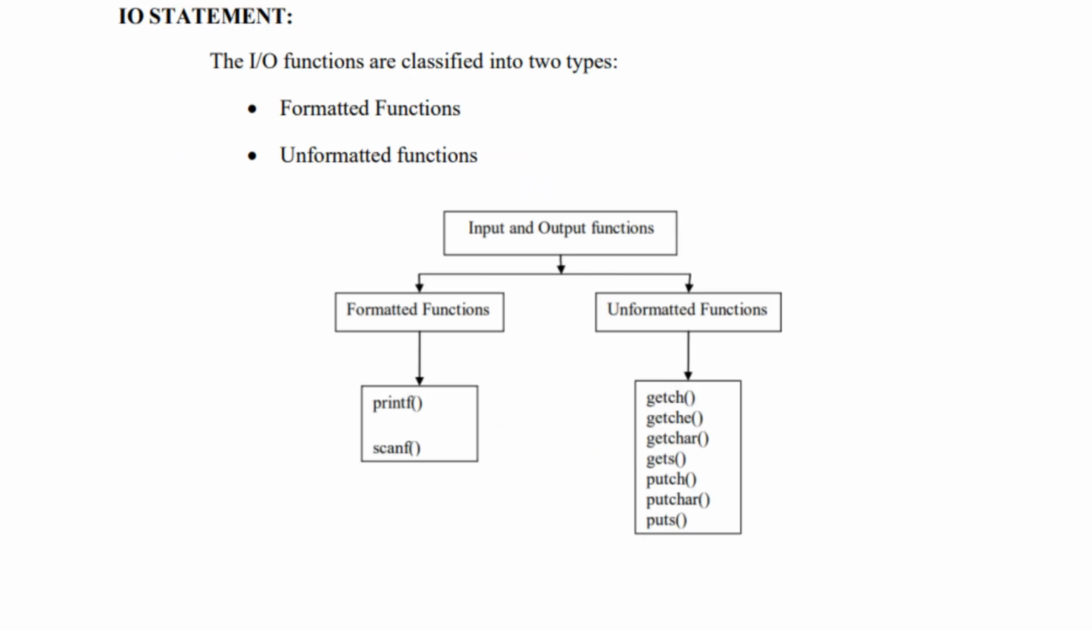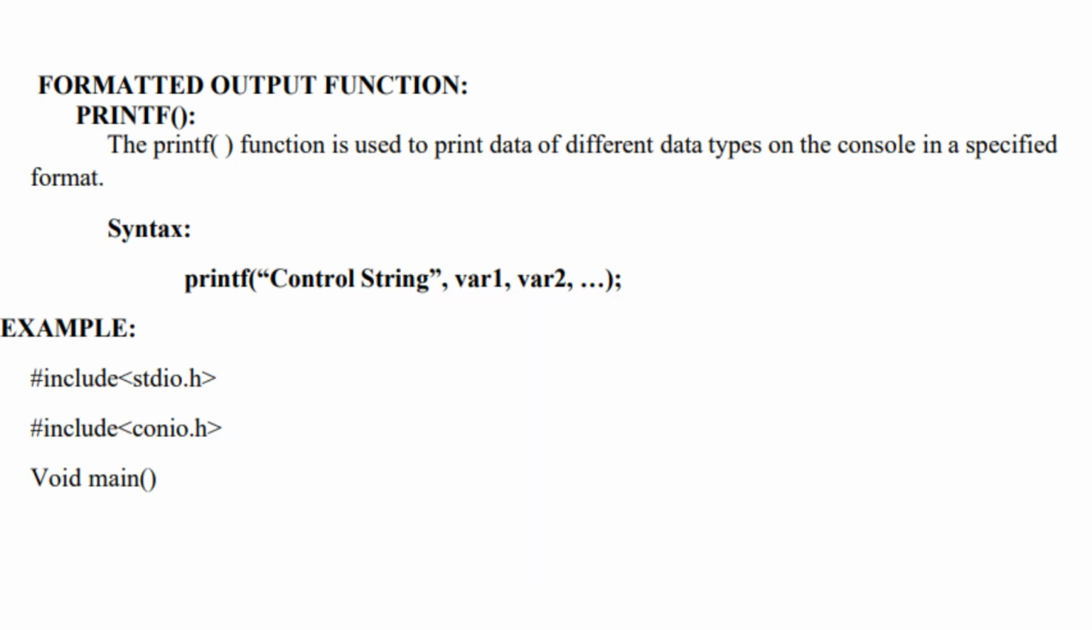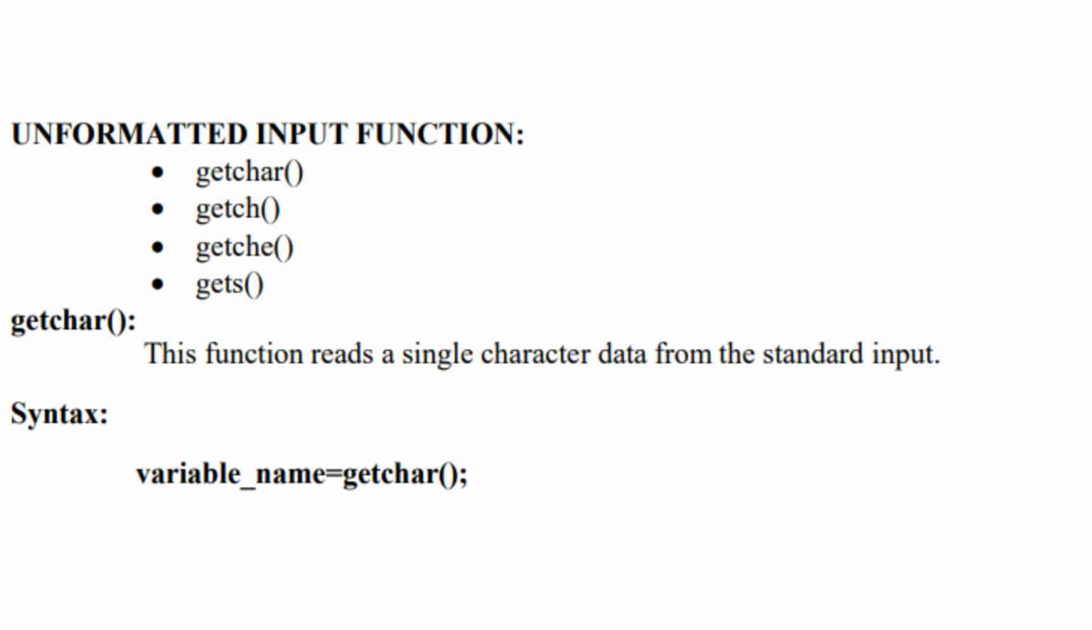IO statement. The IO functions are classified into two types: formatted functions and unformatted functions. Formatted input function, scanf. It is used to get data in a specified format. It can accept different data types. Formatted output function, printf. The printf function is used to print data of different data types on the console in a specified format. Unformatted input functions: getchar, gets.